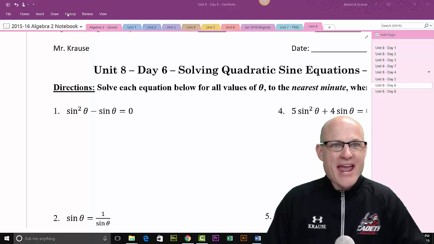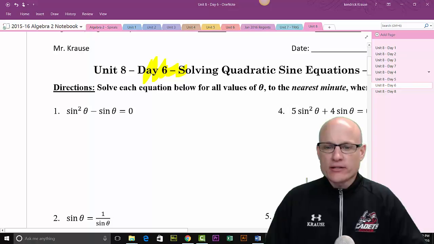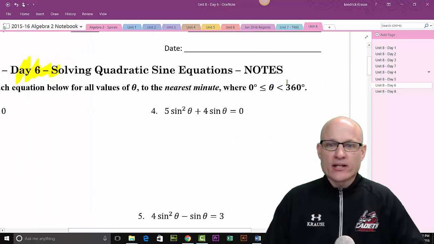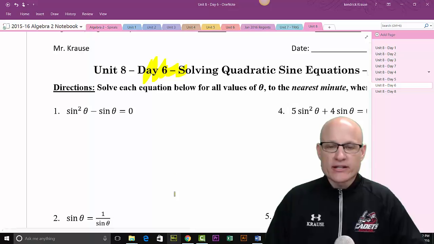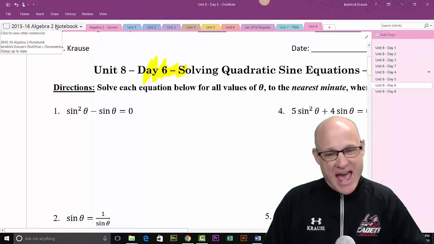Day 6. And more factoring. Yay. I want to highlight 6. Day 6. More factoring. Yay. Wait. Got to read the directions. Round to the nearest minute. And look. Strictly less than 360. That's going to be weird. All right. If we have to round, it's to the nearest minute.